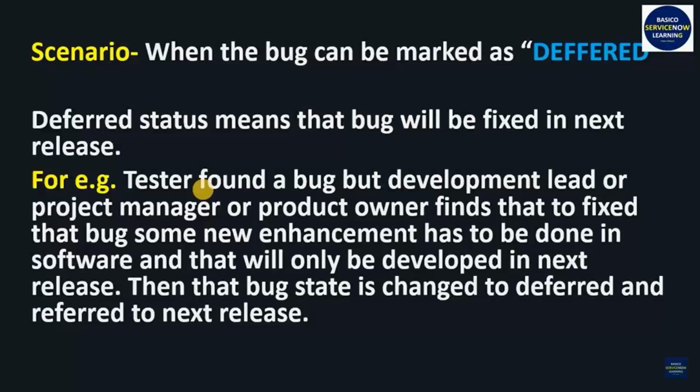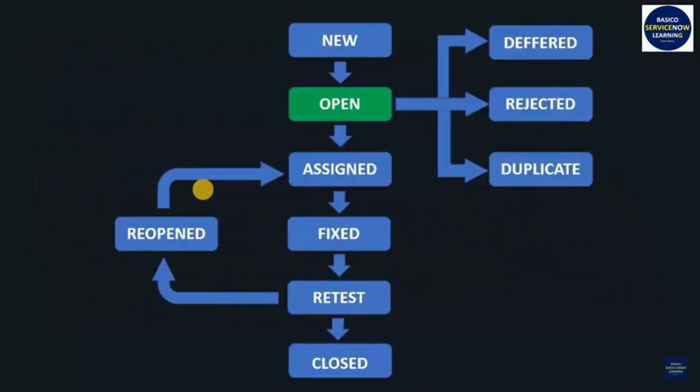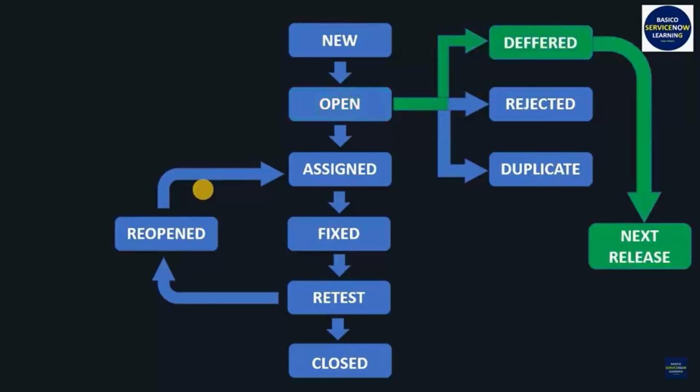So let's understand it in the bug life cycle. If the bug is logged by the software tester and it is in open state, then a development lead or a product owner or a product manager will analyze that bug, and if he finds that this bug will not be fixed in this release, he will move the status to deferred, and it will be catered to in the next release. So basically, this is the deferred state in a bug life cycle.